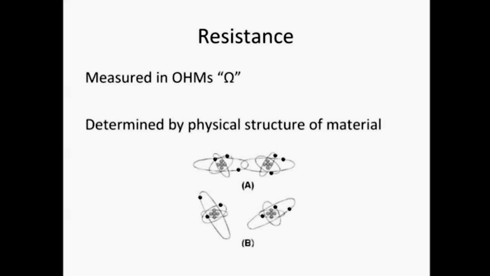If you look at the picture down here at the bottom, we have picture A and picture B. In picture A, the atoms are really close together, and you can see it's a really short trip for those electrons to jump from one atom to another and then on to the next one after that if they're just as close. In picture B, it's a longer trip. It's a little bit more difficult for the electrons to jump from one atom to the next.